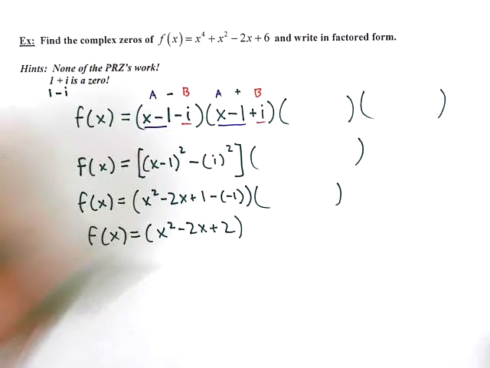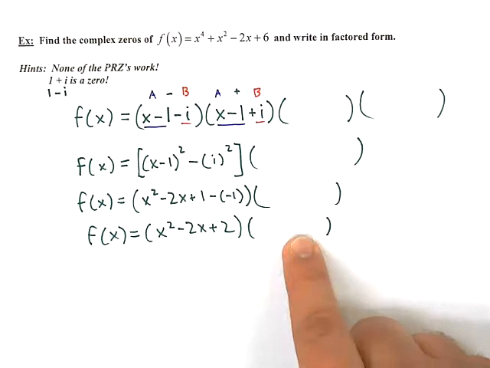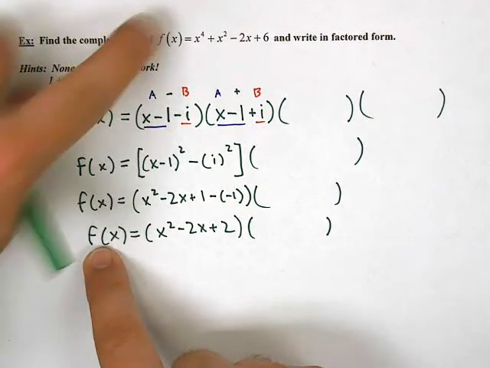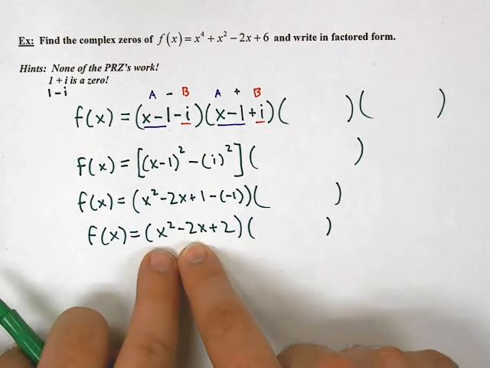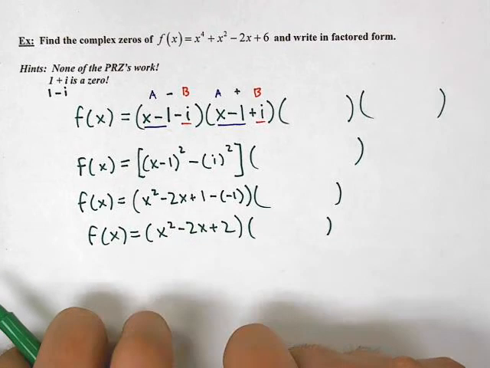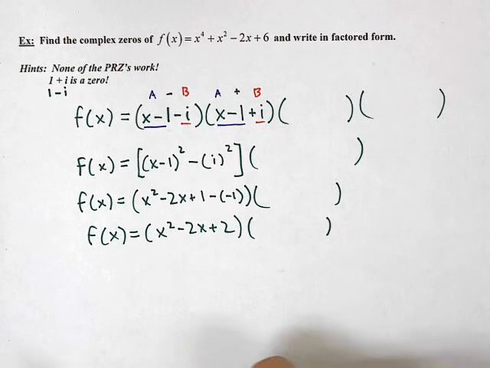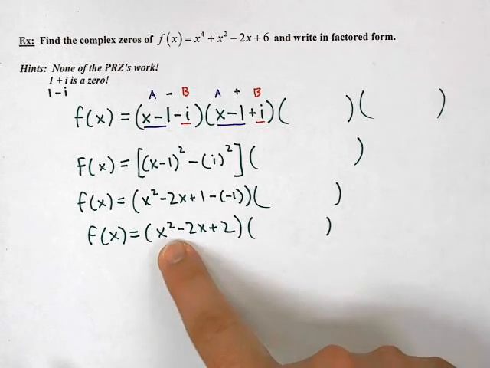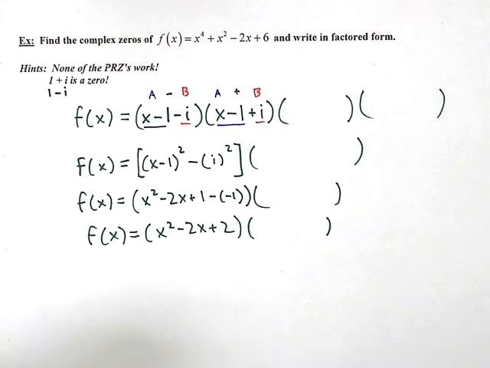Now remember, I want to figure this out. I know what f of x is from the original. I know what factor I currently have. This is a quadratic, so I can divide using long division. Why do I have to use long division? It's not linear. I'm going to have to use long division to divide this quadratic out of this quartic. So let's do it.